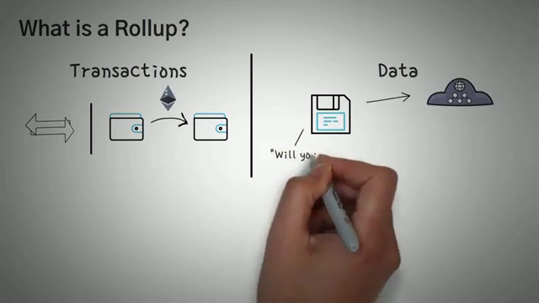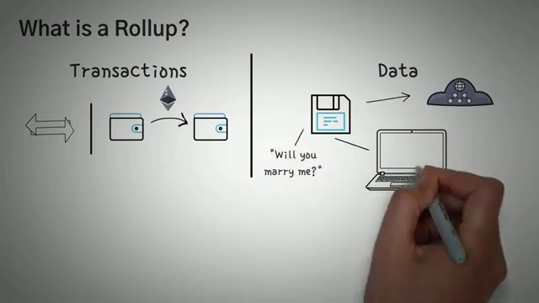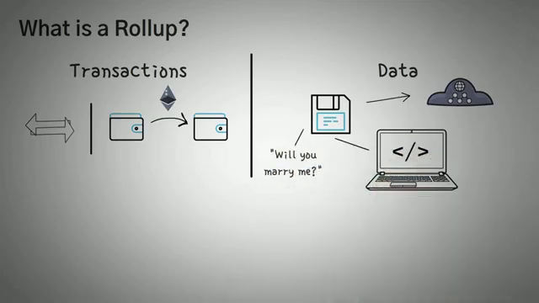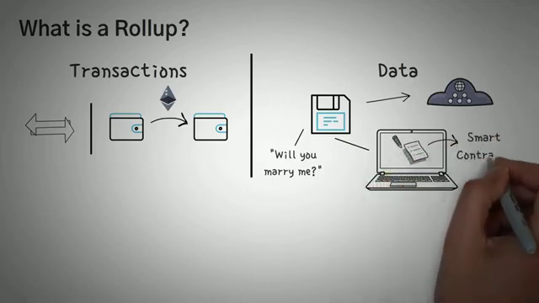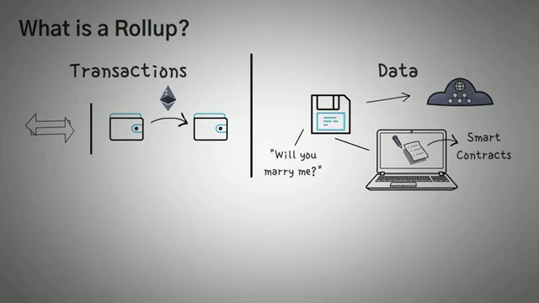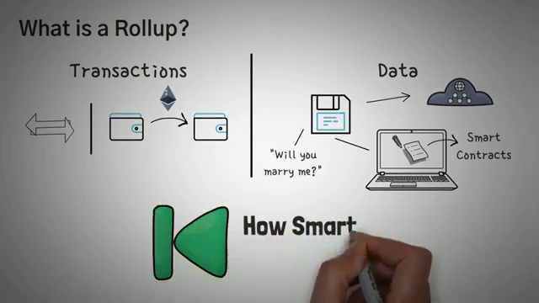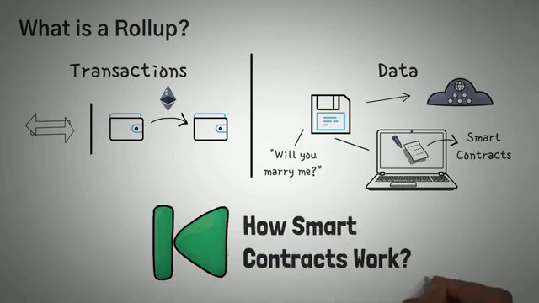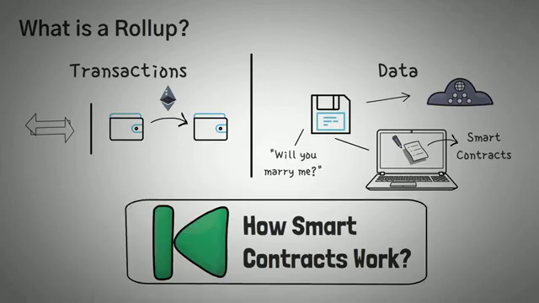You can store "will you marry me?" or you can write a whole program in code to be run. Whenever you write an entire program to be run, that specific data is actually called a smart contract. And you can actually check out our entire video on smart contracts if you're interested in how they work, but again, this video is specifically about rollups.